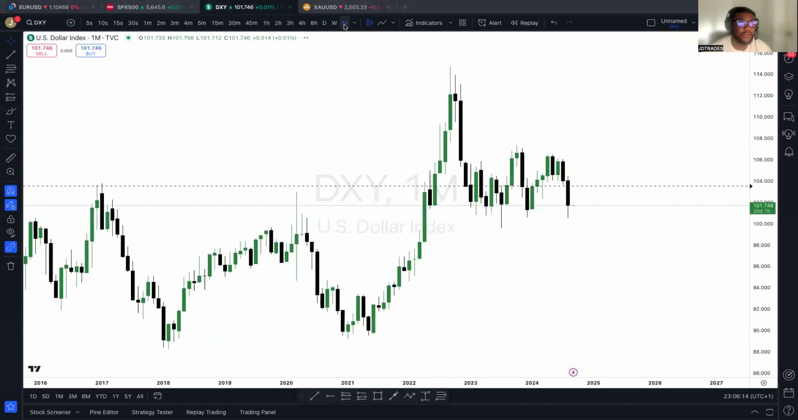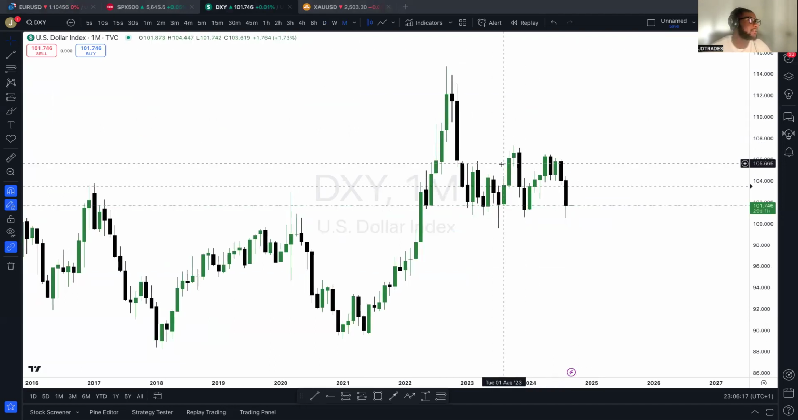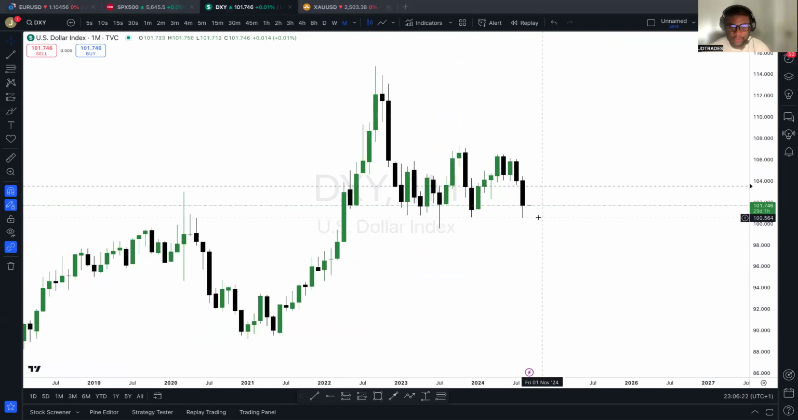As we always do, we need to start with the dollar. As we know, the DXY, the dollar, is the Mac Daddy of every single currency.